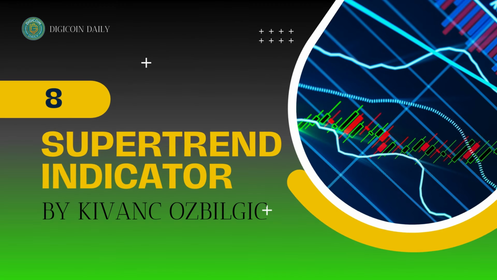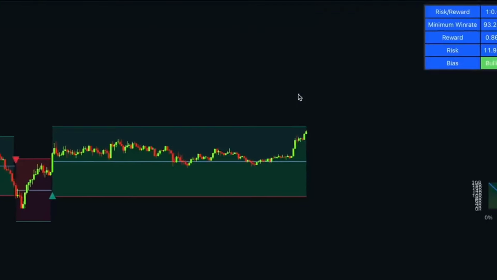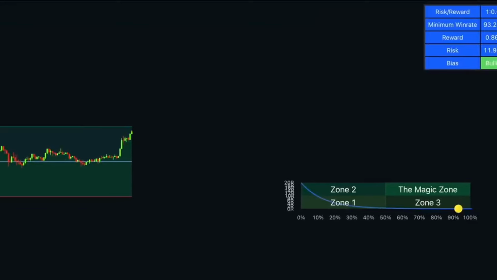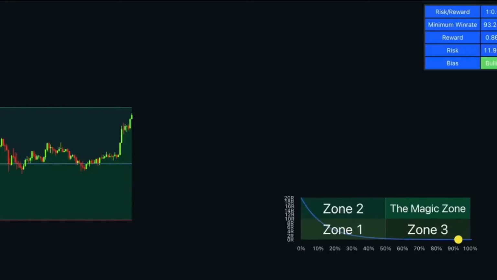The 8th indicator on my list is the Supertrend Indicator by Keybank Osbilgic. This is a trend-following indicator that helps traders identify the direction of the market and find potential entry and exit points. It is plotted on the price chart as a line that changes color depending on the trend direction.